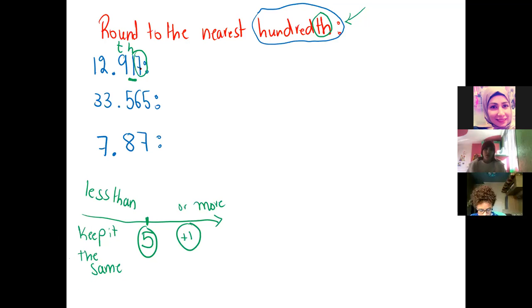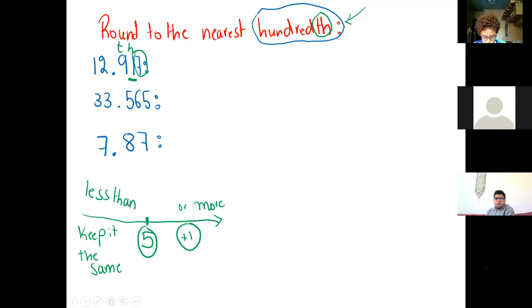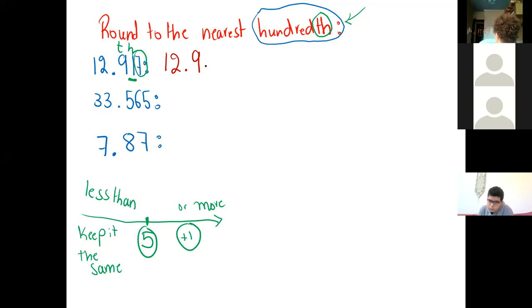Is 7 less or more than 5? More. If the circled digit is more than 5, what shall I do, Yusuf? Add 1. So 1 becomes how much? 2. So tell me the answer, please. 12.92. Excellent. And the circled digit will be? 0. Bravo.